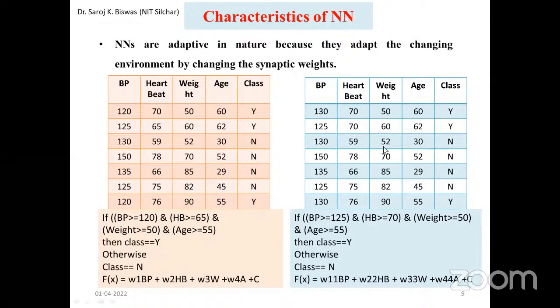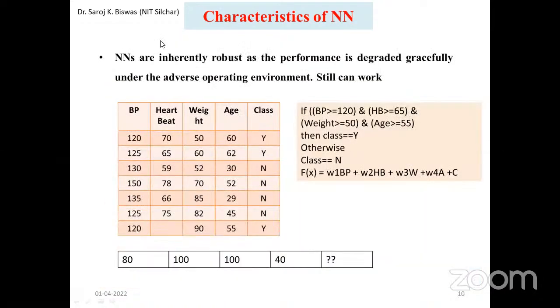This is one of the characteristics, and there are also some other characteristics. I did not mention all of those here. And then neural networks are inherently robust, as the performance degrades gracefully under adverse operating environments, and it still can work. So a neural network is robust in nature.